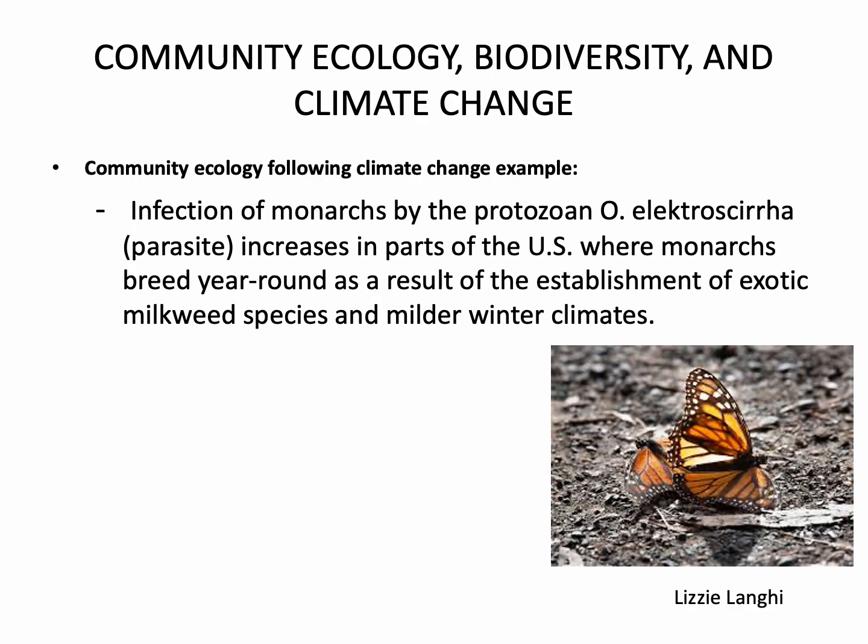Community ecology following climate change example. Infection of monarchs by the protozoan O. electroscura increases in parts of the U.S. where monarchs breed year-round as a result of the establishment of exotic milkweed species in milder winter climates.